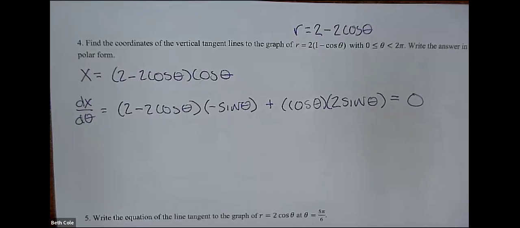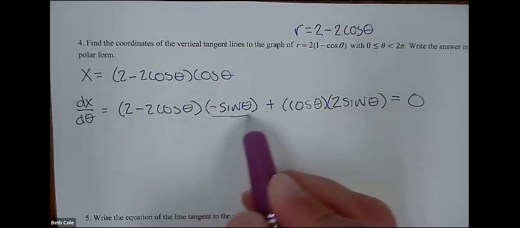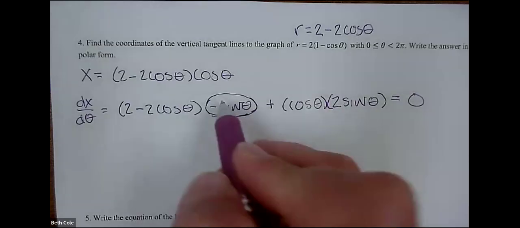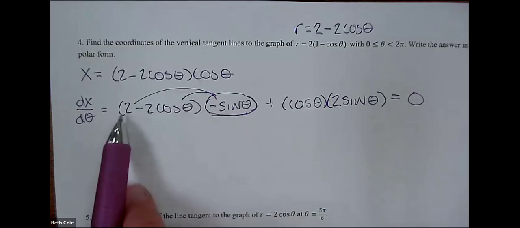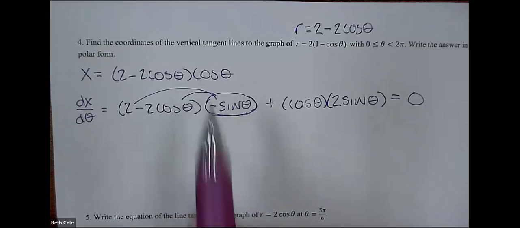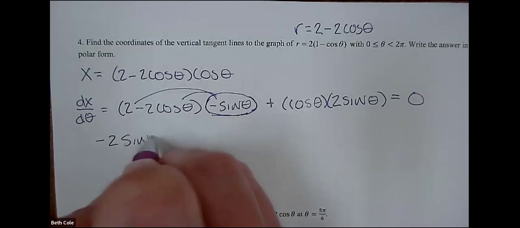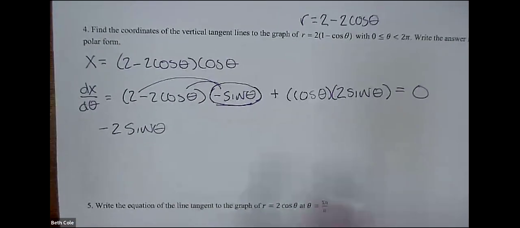So here's what I would do next. I would take this negative sine theta and distribute into these parentheses. It's not hard. It's just a little bit of writing. You've got this. All right. If you distribute to just the 2, that's going to give you negative 2 sine theta. Got it?